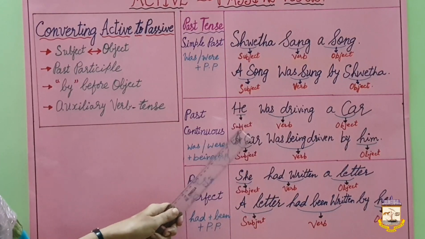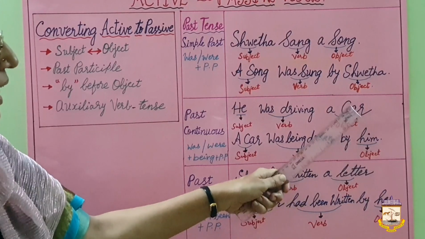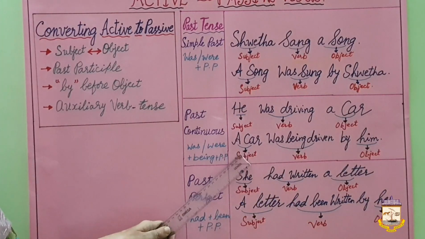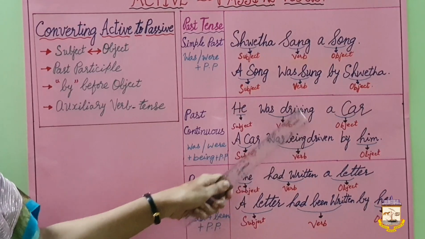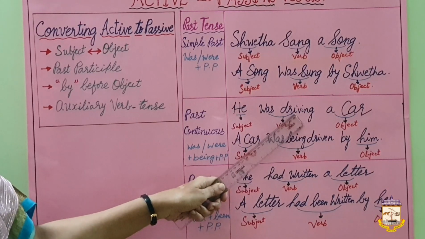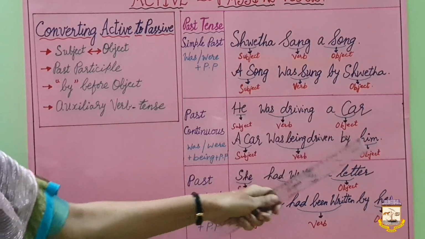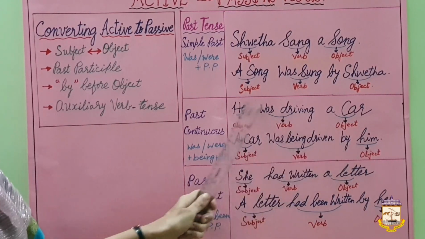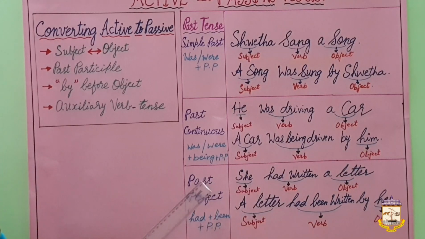So changing it into passive, a car, the subject has become the object and the object has become the subject. A car was being, ing form for driving, being. The past participle of drive is driven, by before the object. So you have placed by and he becomes him. Is it clear? Now going to the next form, past perfect tense.